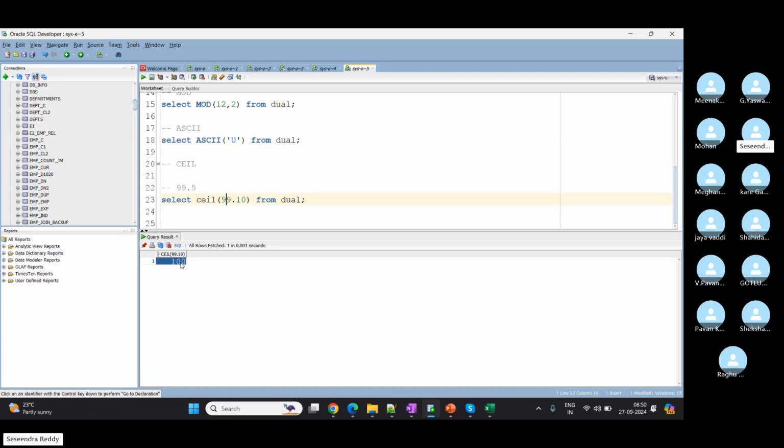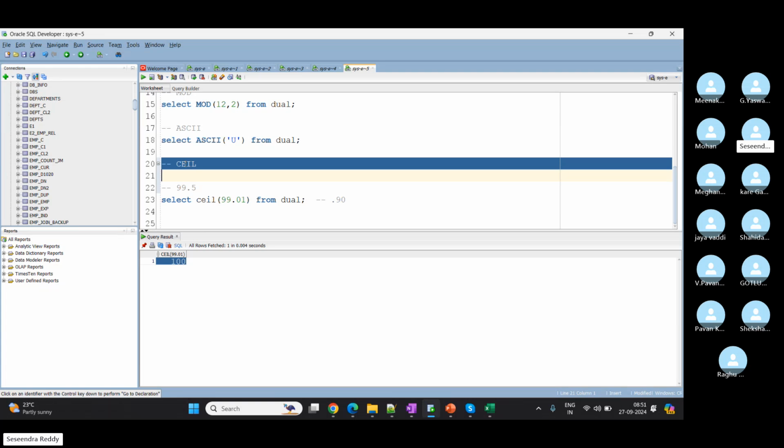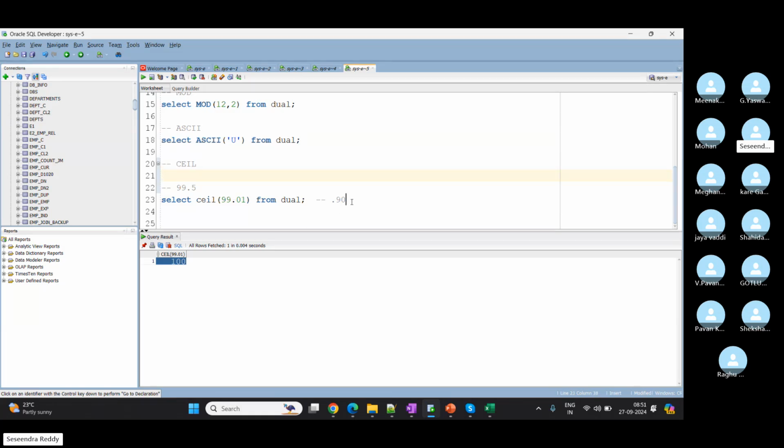They are rounding it to the highest value, 100 rupees, which means I am losing 90 paisa from my pocket, right? I'm not going to accept that scenario, even for one paisa. If it is 99.01, it will still round the bill amount to 100 rupees. So if we use the ceil function from SQL to round a value, it will always round to the highest value. In this scenario, the customer won't be happy, right?